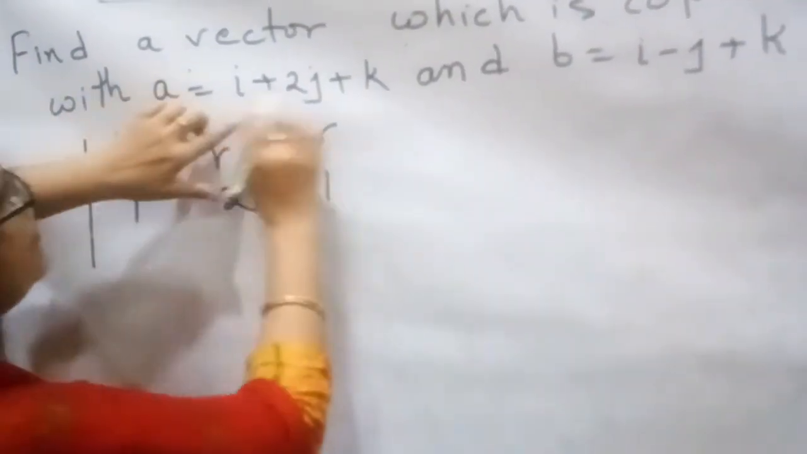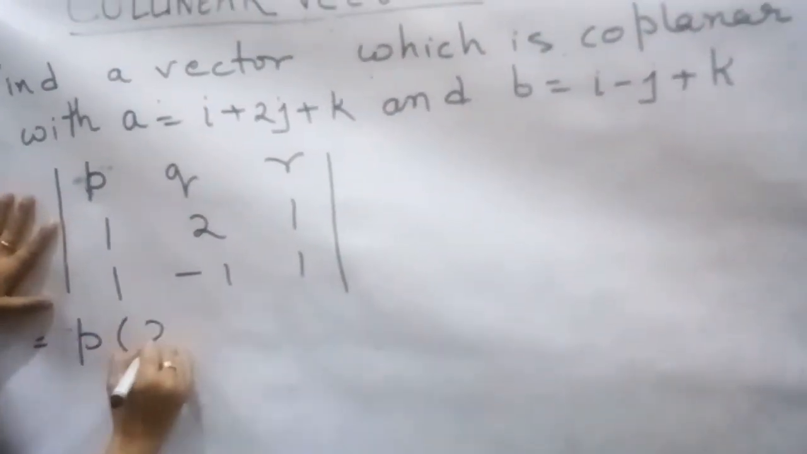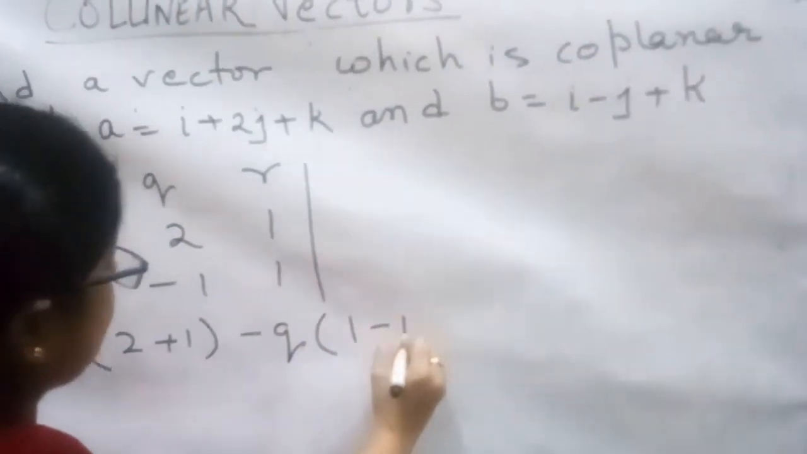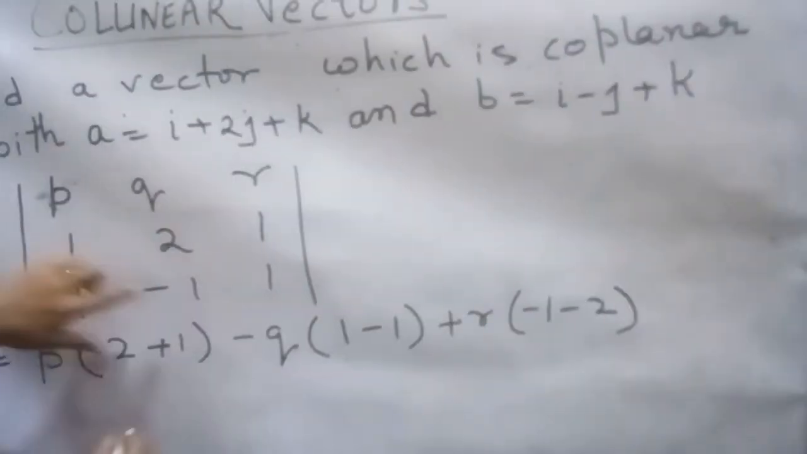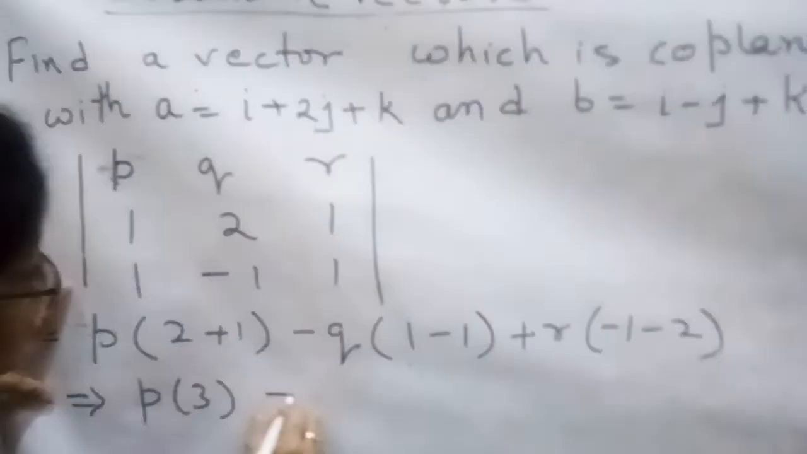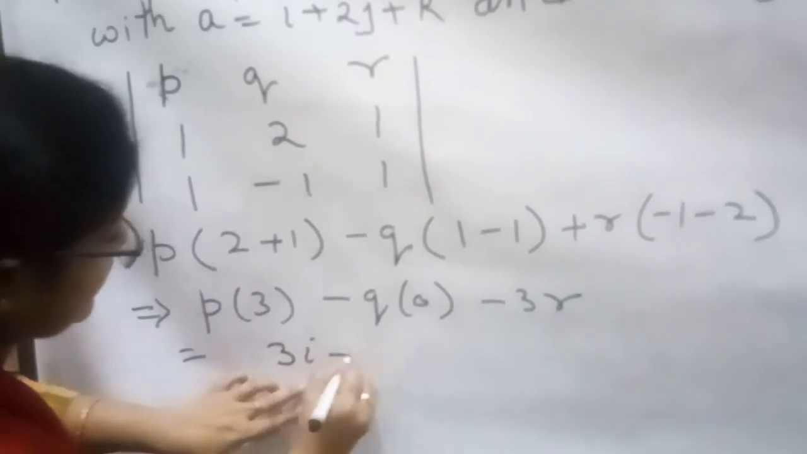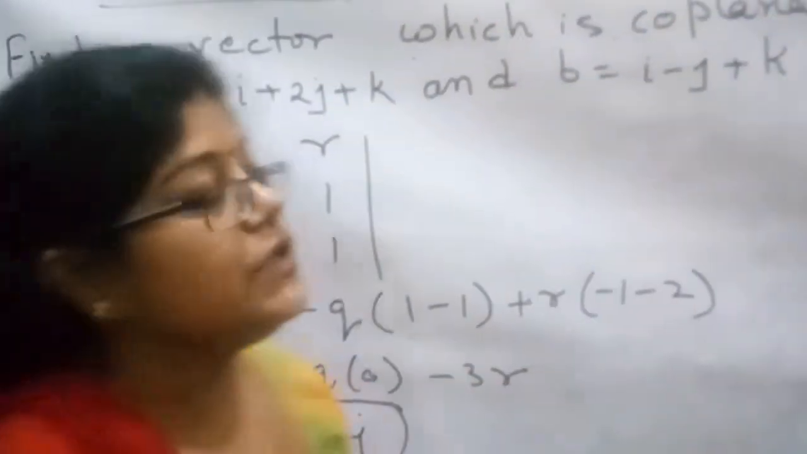1, 2, 1, the coefficients of A, and the coefficients of B, 1, minus 1 and 1. Now solve it: P times (2 plus 1), minus Q times (1 minus 1), plus R times (minus 1 minus 2). I think you know all these things. Then we have 3, minus Q times 0, and we have minus 3i. That means we have 3i minus 3j. This is another vector which is coplanar with these two vectors.